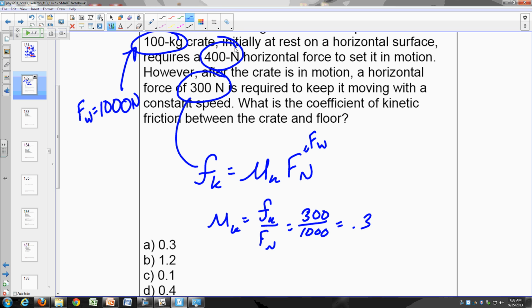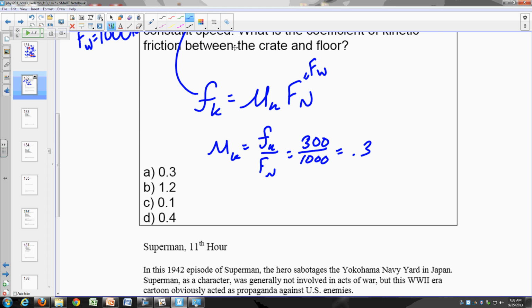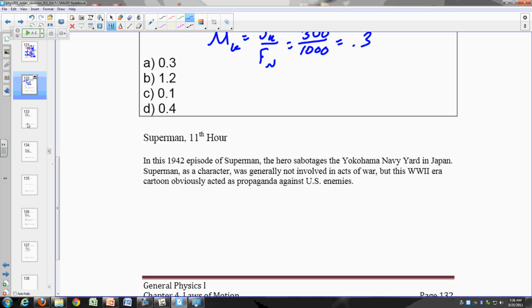All right. Static frictional force is when it's not moving. Kinetic is when it is moving. Good job. We're going to skip this.